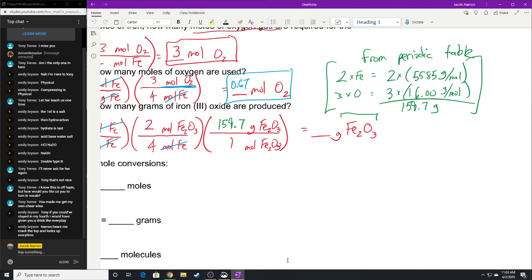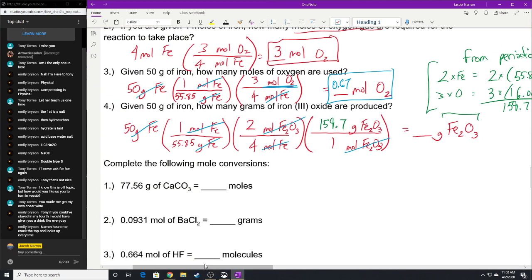We can see moles is going to be canceled, so we end up getting everything canceled we don't want, and we're left with what we do want. So now I have to do a little bit of math. I'm going to start with 50 grams, times 1, divided by 55.85, times 2, divided by 4, times 159.7. And I end up getting 71.5 grams of that right there. And so there we go. There's the answer to that problem.